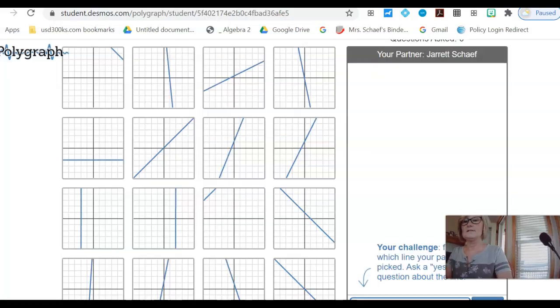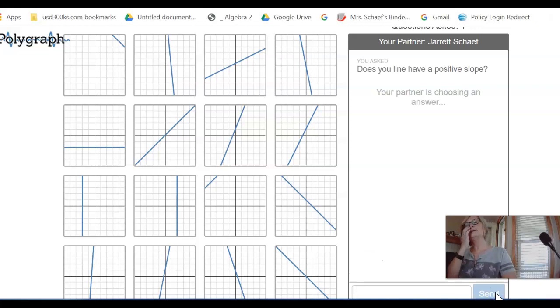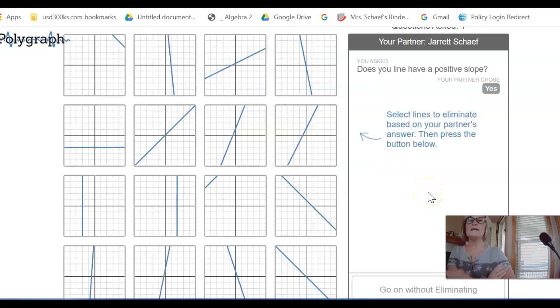So my first question is going to be, I could type, does your line have a positive slope? Okay, so I am going to now send him this message, and you can see that at the top. So does your line have a positive slope? And so he's going to choose the answer and send it to me. Now he has to answer in either yes or no.